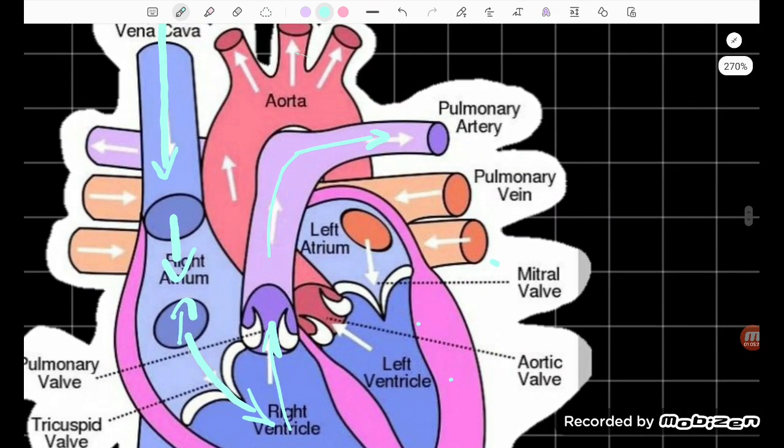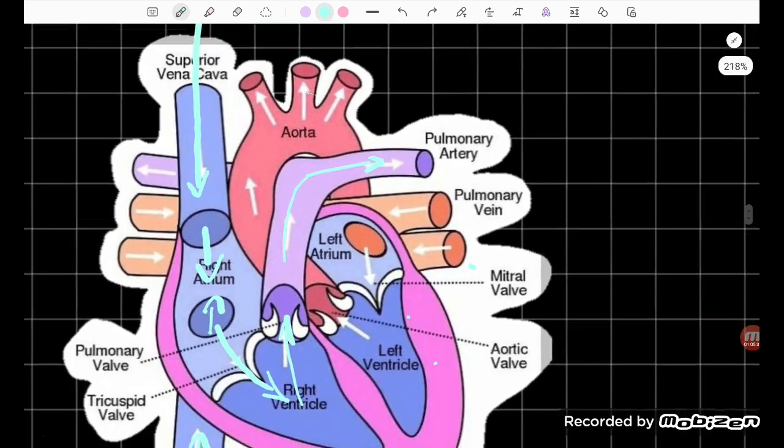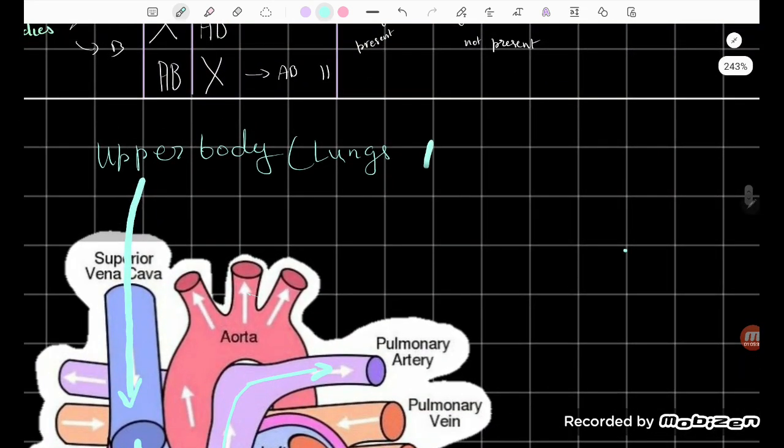But the only difference is that unlike the other arteries, this artery here is carrying deoxygenated blood. Okay, I'm gonna write that down. Deoxy blood.